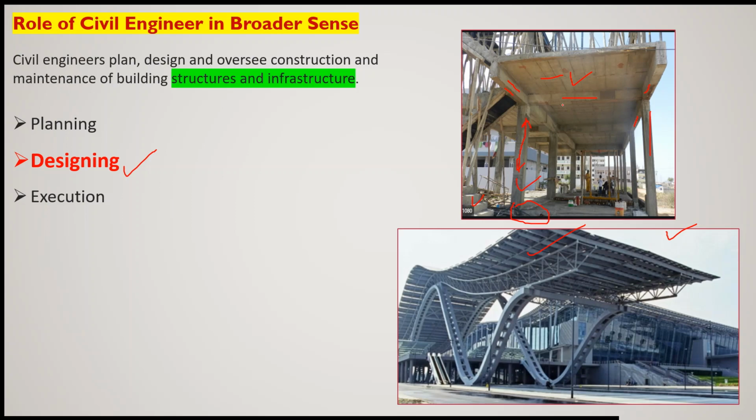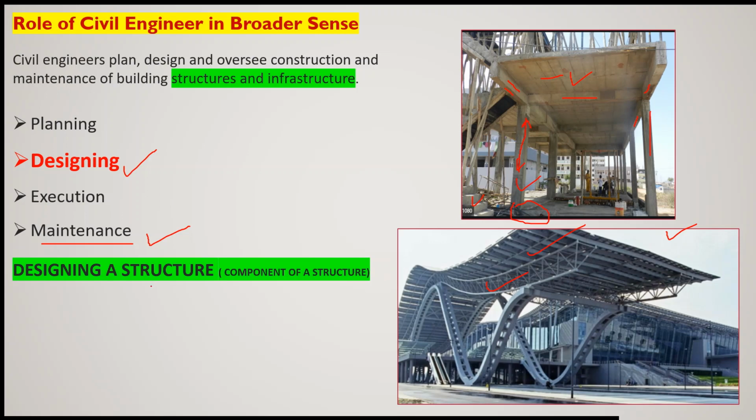Then execution means, after planning and designing, you come to the execution of the work. That means the building will be under construction and you have to supervise all the construction activities so that the plan and design are constructed as per actual requirement. After that, when the building is under use, that means it is going through its service life, it will be subjected to loads and all types of requirements of the building, and later on there may be some damages, and you have to maintain the structure as per the requirement.